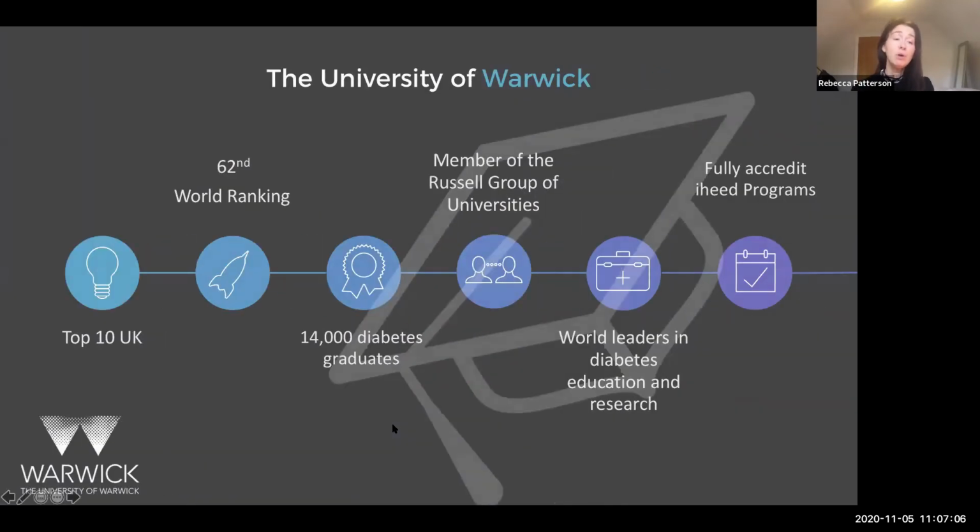So the University of Warwick. The University of Warwick is a top 10 United Kingdom university. It's ranked 62nd in the world under the QS rankings. We have over 14,000 clinicians who have graduated on our diabetes programs in the last decade. The University of Warwick is a member of the Russell Group, which is really the Ivy League of the United Kingdom and the top research-intensive universities in the United Kingdom. And they are, as I said, world leaders in diabetes education and research.